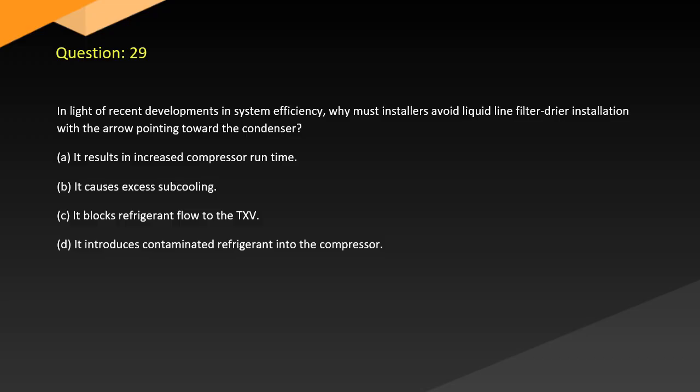Question 29. In light of recent developments in system efficiency, why must installers avoid liquid line filter dryer installation with the arrow pointing toward the condenser? A. It results in increased compressor runtime. B. It causes excess subcooling. C. It blocks refrigerant flow to the TXV. D. It introduces contaminated refrigerant into the compressor.